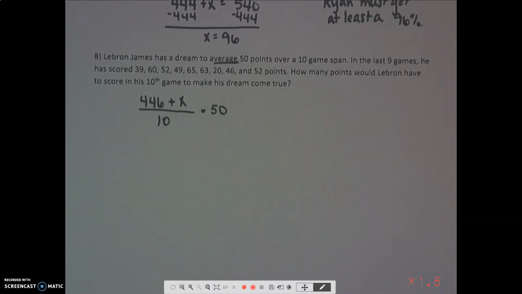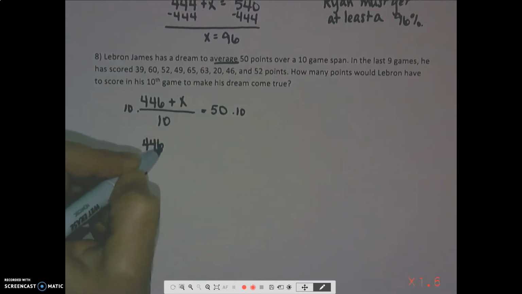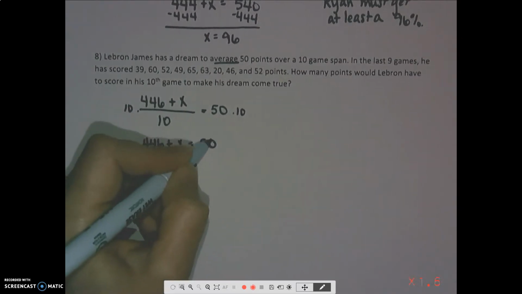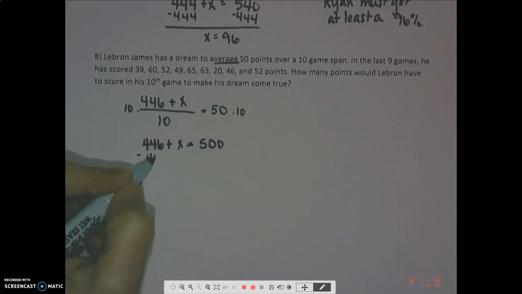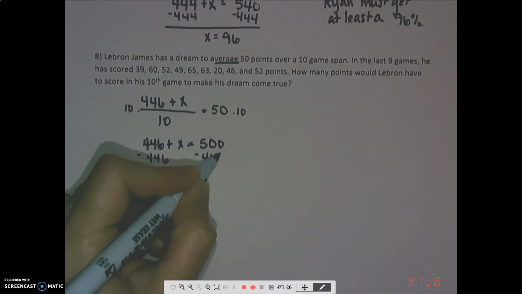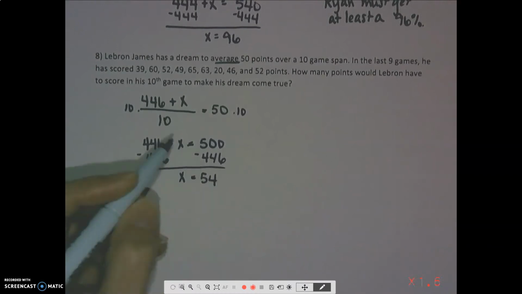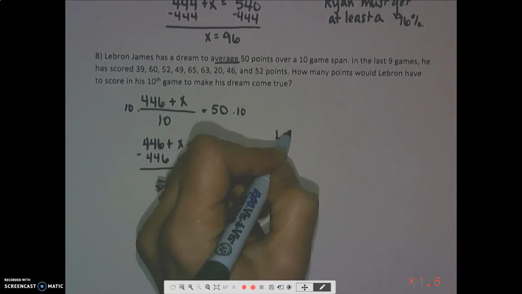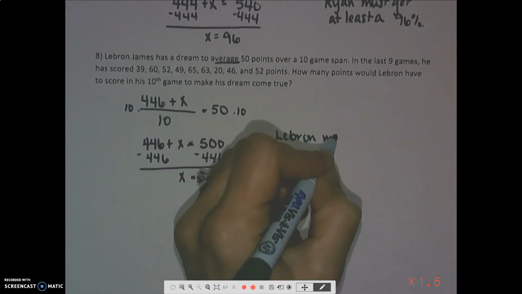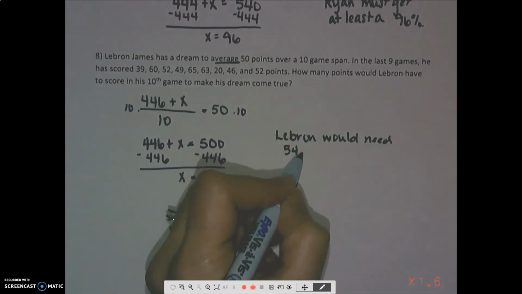All right, so then our next step would be to multiply both sides by 10 to get rid of that fraction. So we're going to have 446 plus x equals 500. And then to get x by itself, we're going to subtract 446 from both sides, which is going to give us x equals 54. So we would say LeBron would need 54 points.